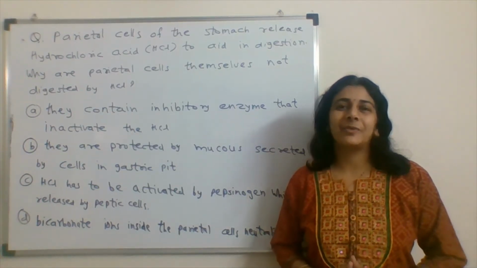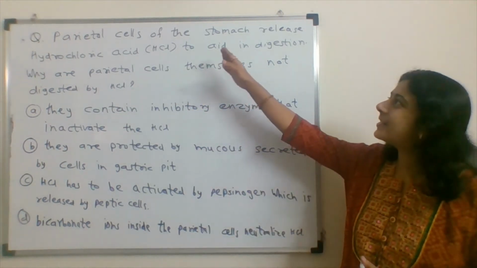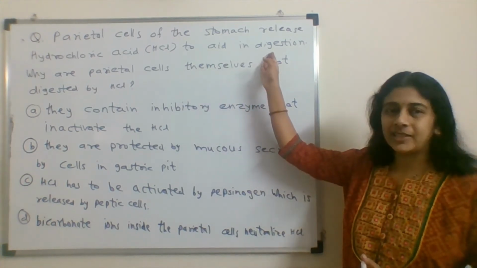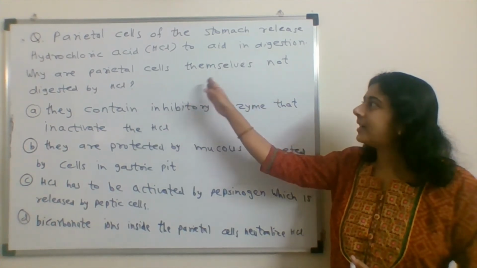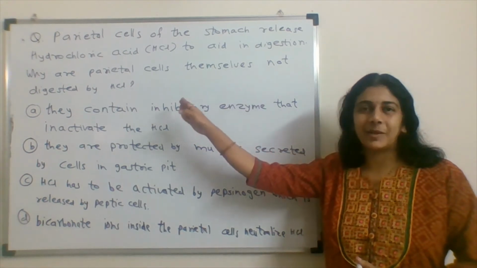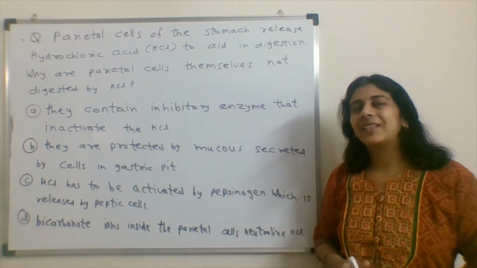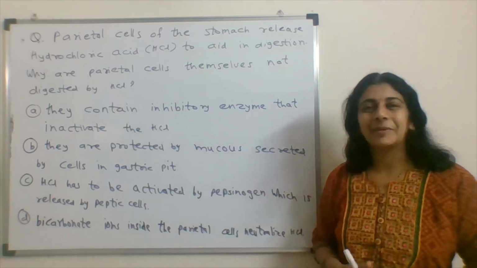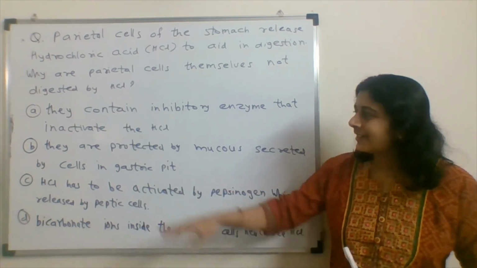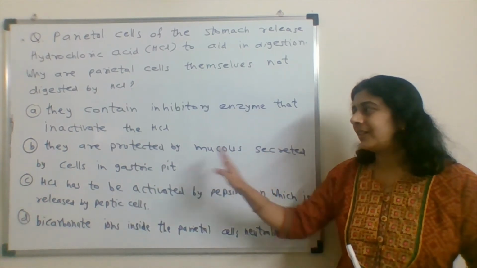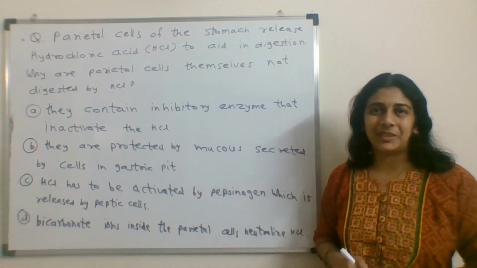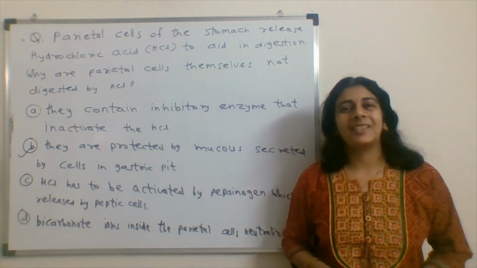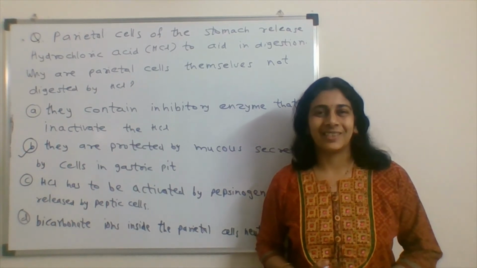Let's go through the question once again. Parietal cells of the stomach release hydrochloric acid to aid in digestion. Why are parietal cells themselves not digested by HCl? So with the discussion, we have found that option B is the answer for this question. They are protected by mucus secreted by cells in gastric pit. So, according to me, the answer B is the correct answer for this question.